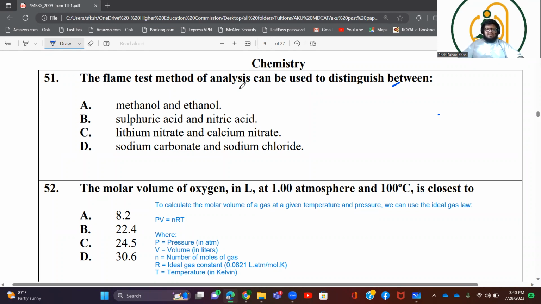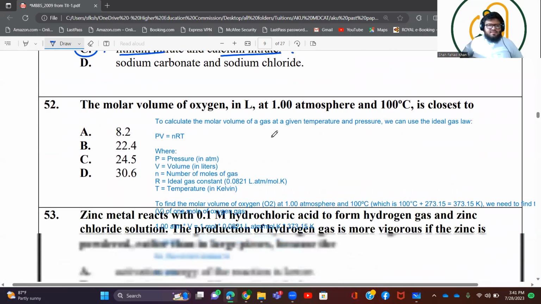51. The flame test method of analysis can be used to distinguish between. This is a method in which the substance is burned and then some difference is noted. Only option C is correct because lithium nitrate and calcium nitrate burn with a different flame. The colors are different.